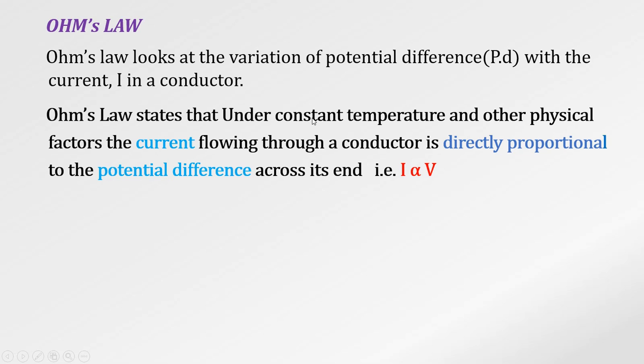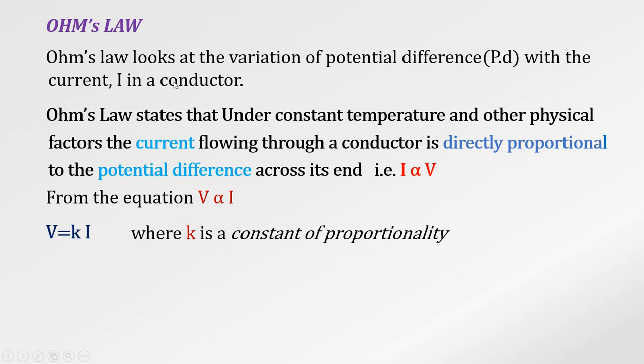Now from that you can see that I is directly proportional to V, or V is directly proportional to I. Now if we remove the proportionality sign and put an equal sign, then we have to put in a constant. That is your simple mathematics. We put the constant K. That constant K is called the constant of proportionality in mathematics.